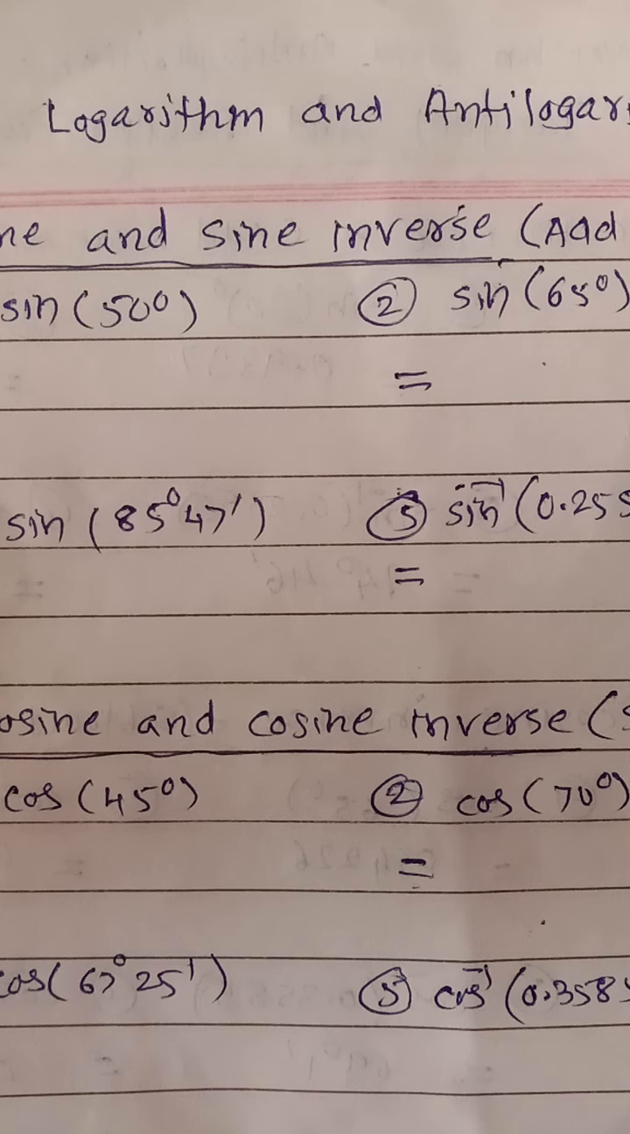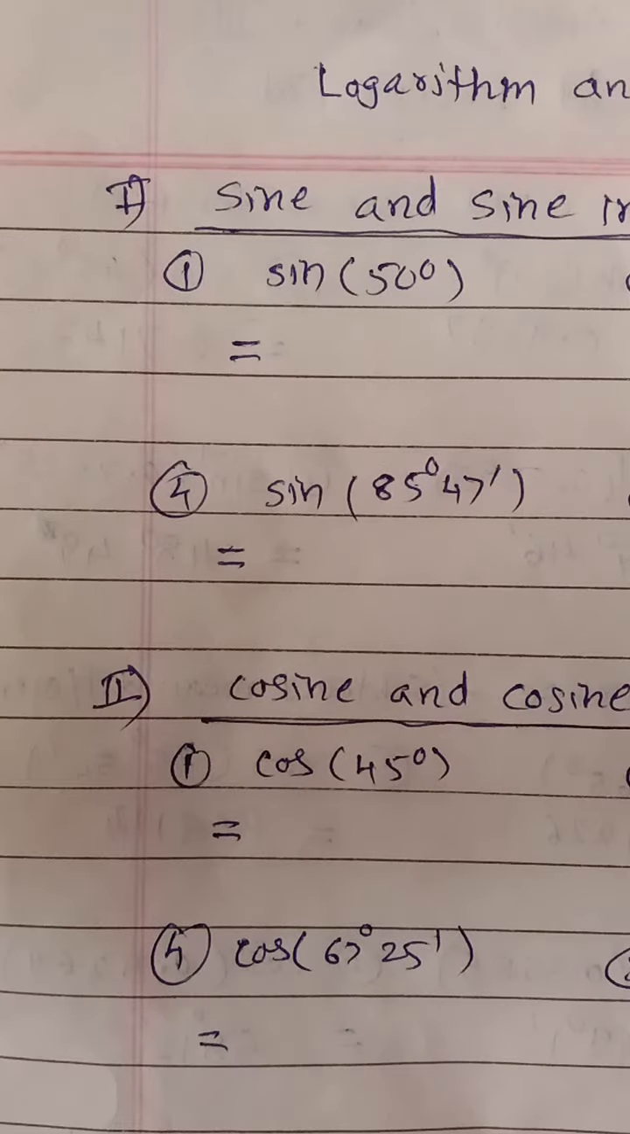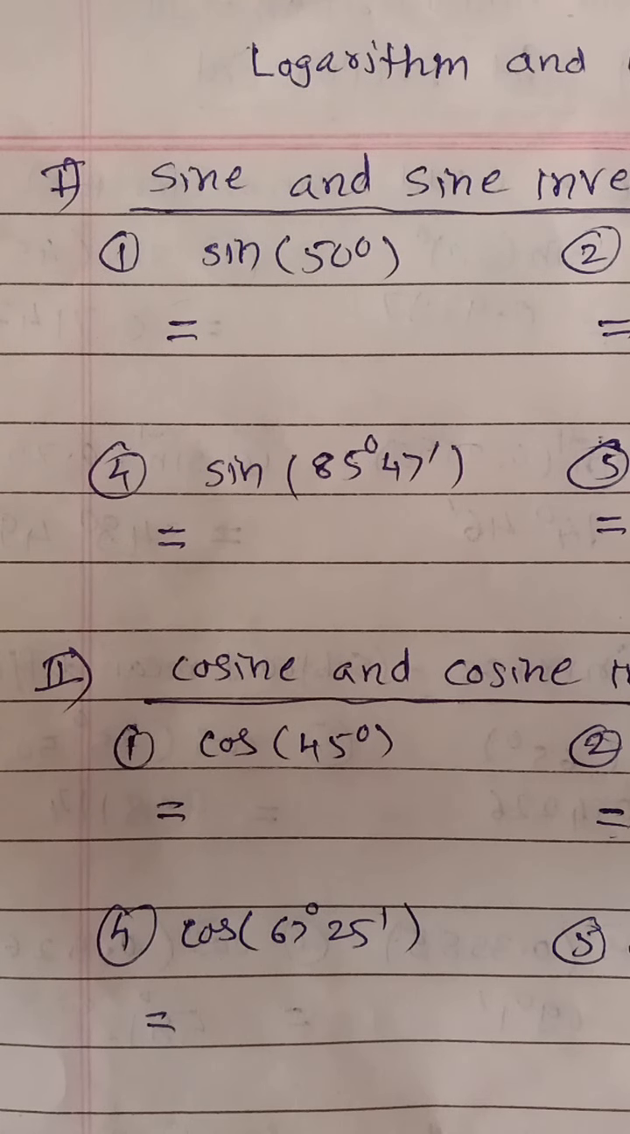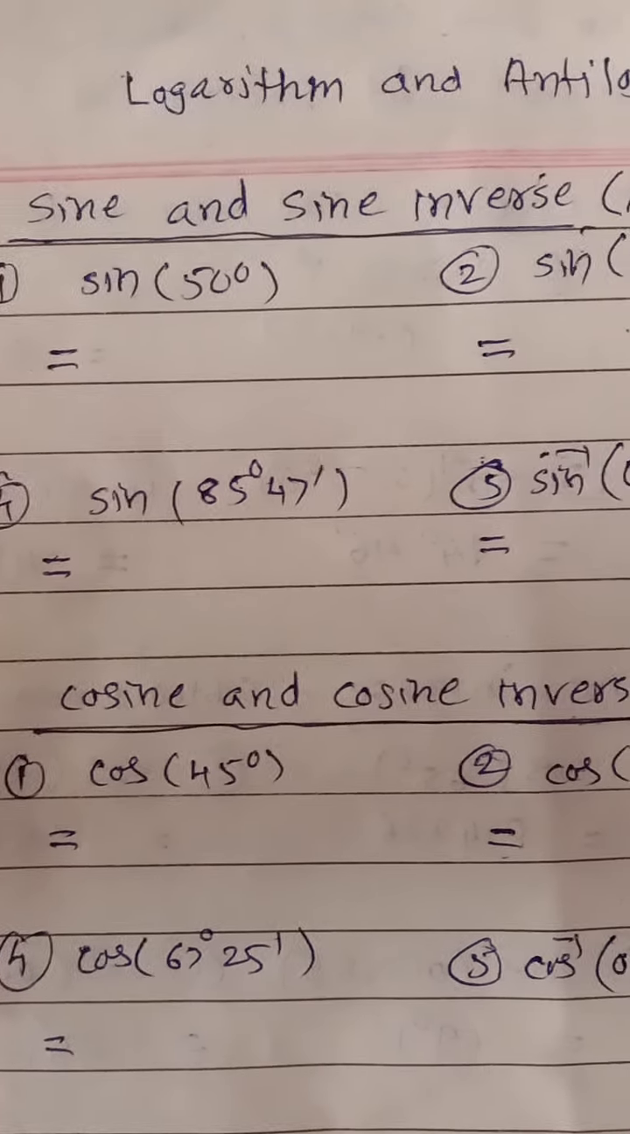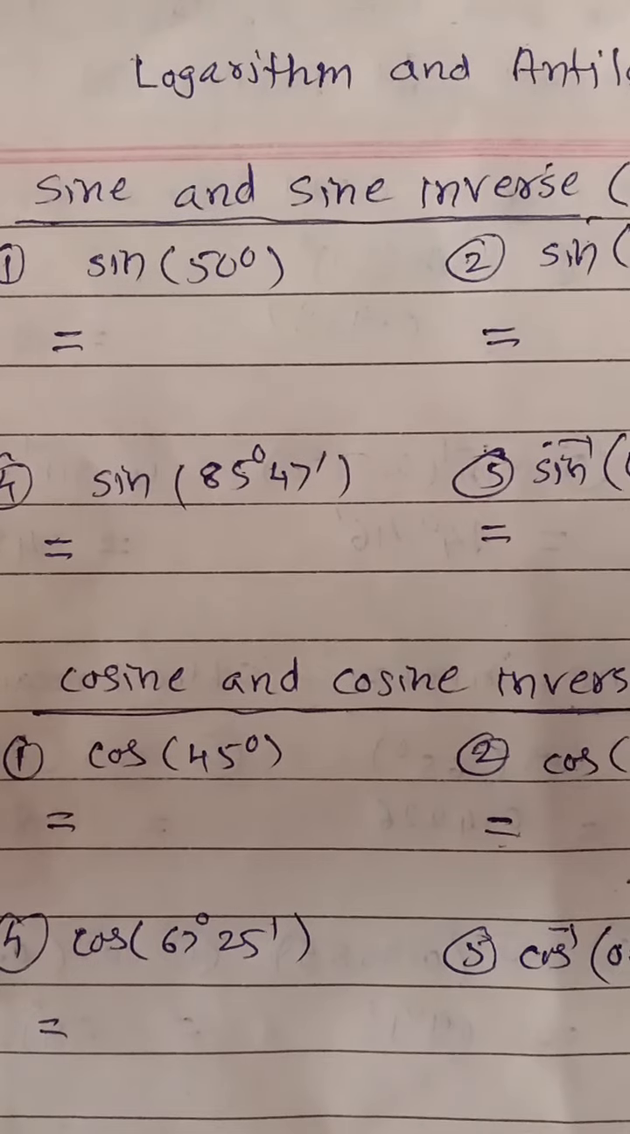Similarly, sine inverse, cos inverse, and tan inverse of any given number, as well as the reciprocal of the four figure numbers. So if any number is having four digits, then we will find its reciprocal, and therefore let us proceed one by one. First point will be sine and sine inverse.